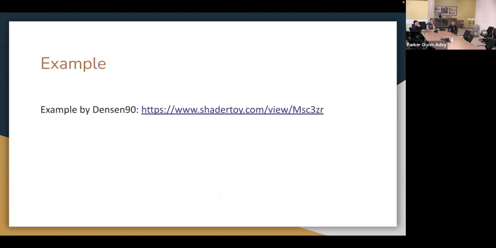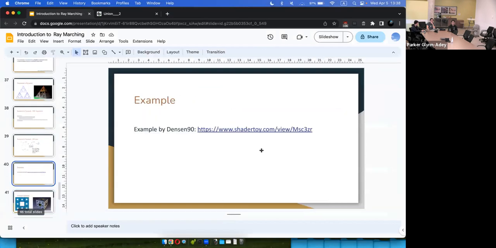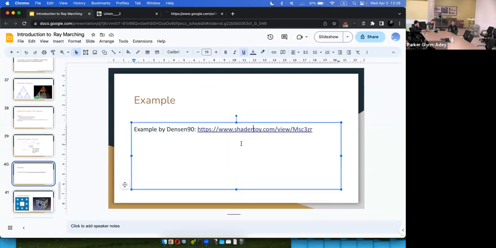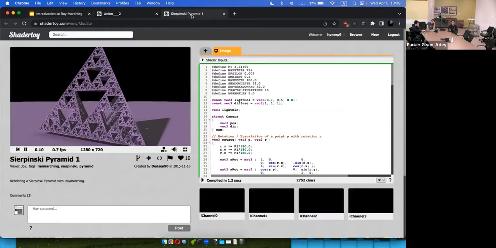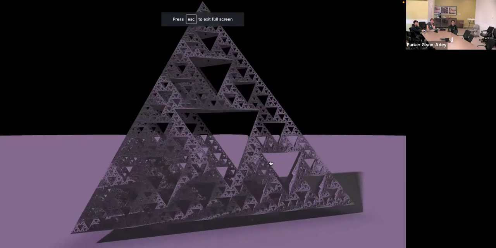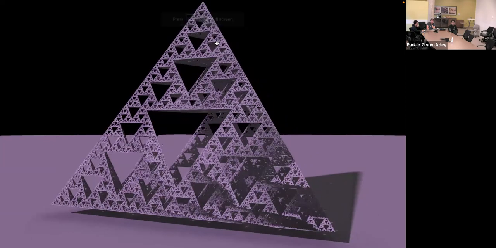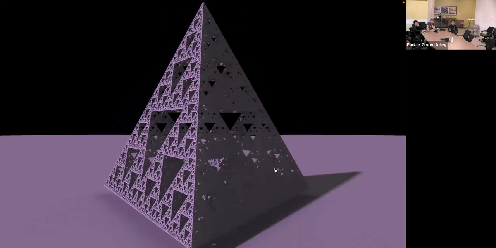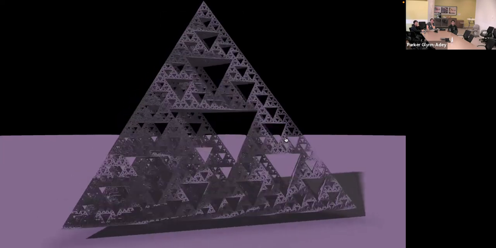I know this might still be a bit difficult to understand, but just as a visual example, this is what we would get when we use this algorithm to render our serpentine pyramid.